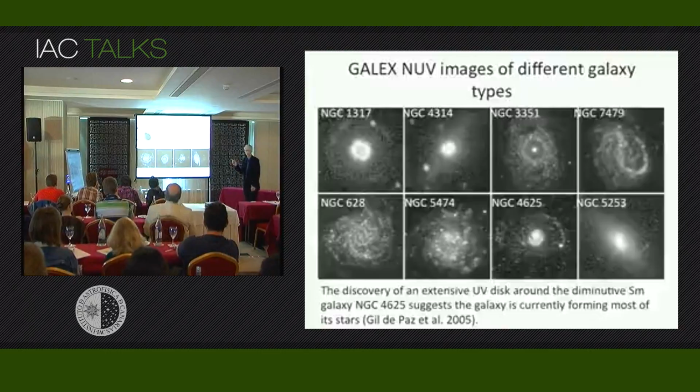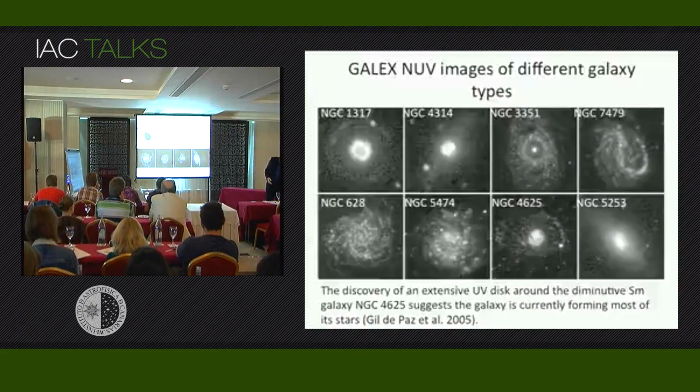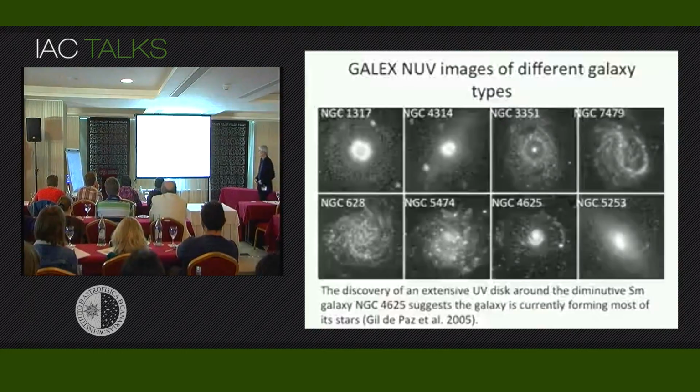And one of the most important discoveries of galaxies is this galaxy here, NGC 4625. It's a diminutive Magellanic SBm galaxy. And that part of it is that little bright spot in the middle. The rest of that stuff nobody knew was there. This galaxy was known mainly for this part, but not this other stuff. And this is the discovery of extended UV disks. And in this paper by Gil de Paz, they suggest the galaxy is currently forming most of its stars. So it's a very interesting finding from GALEX.